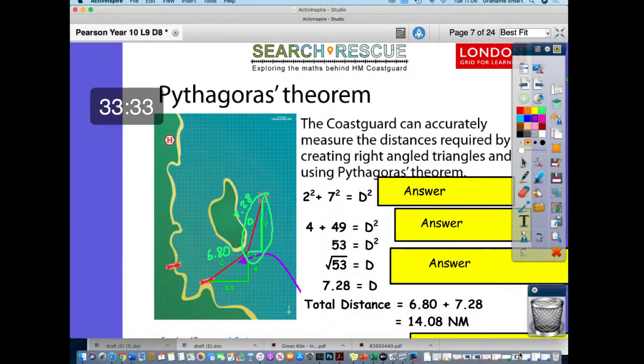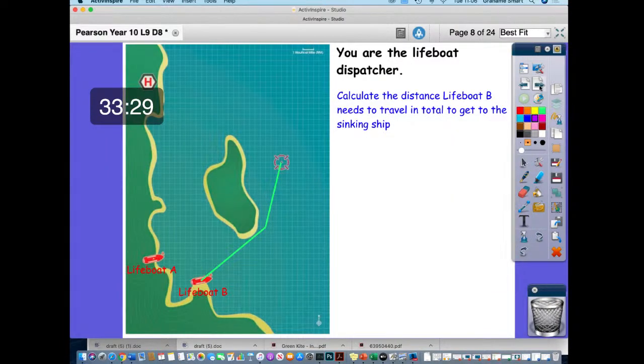What's interesting here though is that we could have selected some slightly different triangles, and that's what I've done here. So Lifeboat B is still going to the same place, nothing's changed except for the triangles that I've drawn. So here I've put 2 different triangles on, and what's interesting is, will this affect the total distance that the boat needs to travel?